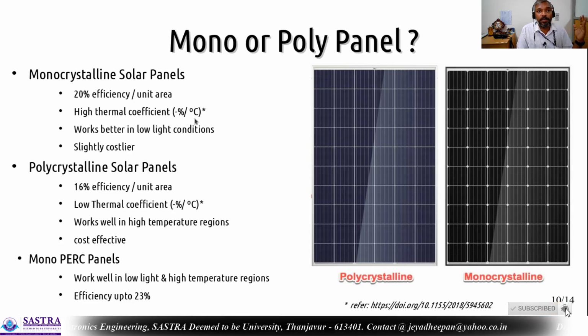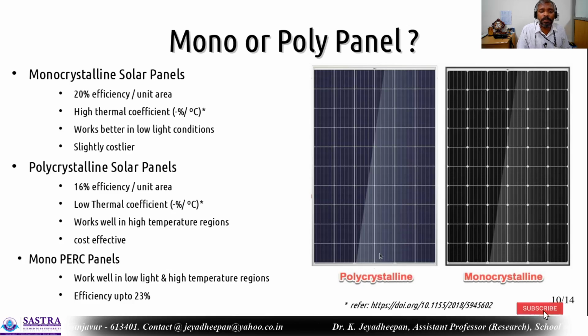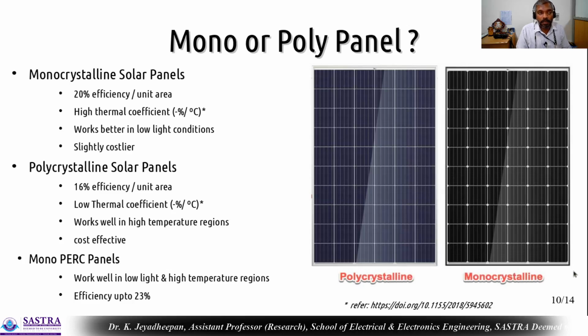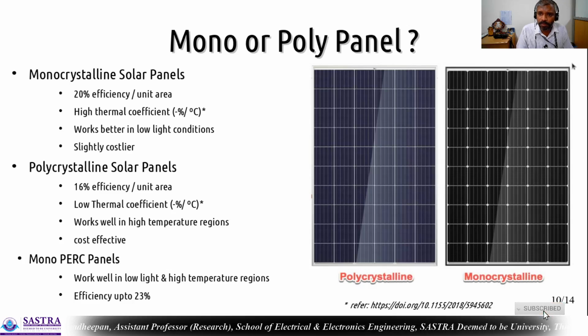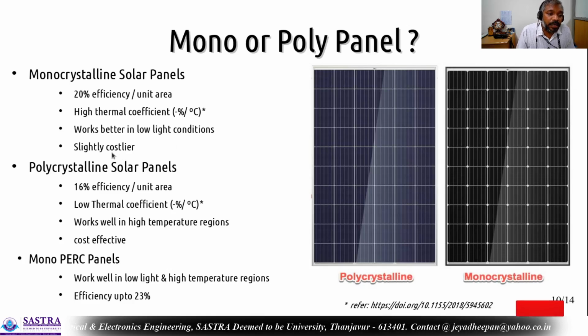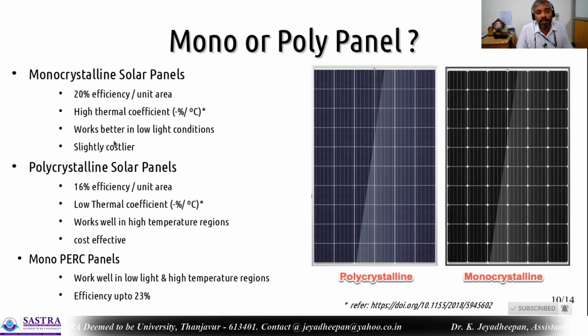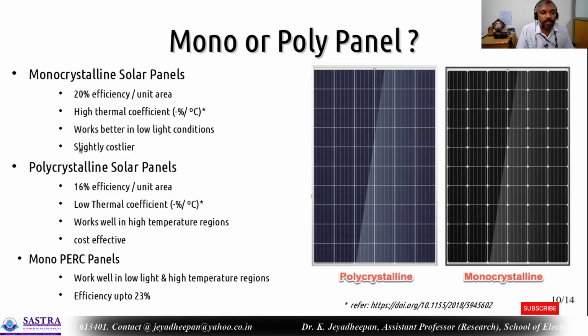So at peak sunlight, the efficiency is going to be even smaller than the polycrystalline panel. Okay, so that's why in very high heat and sun areas, it is not advisable to use monocrystalline panels, right? And because the efficiency is very high, the monocrystalline panels are slightly costlier than the polycrystalline panel, right? So this is one disadvantage.